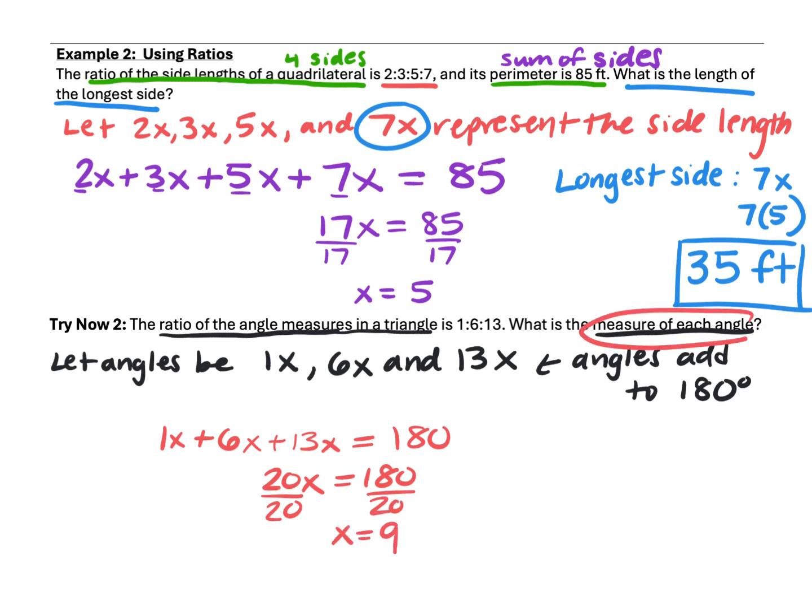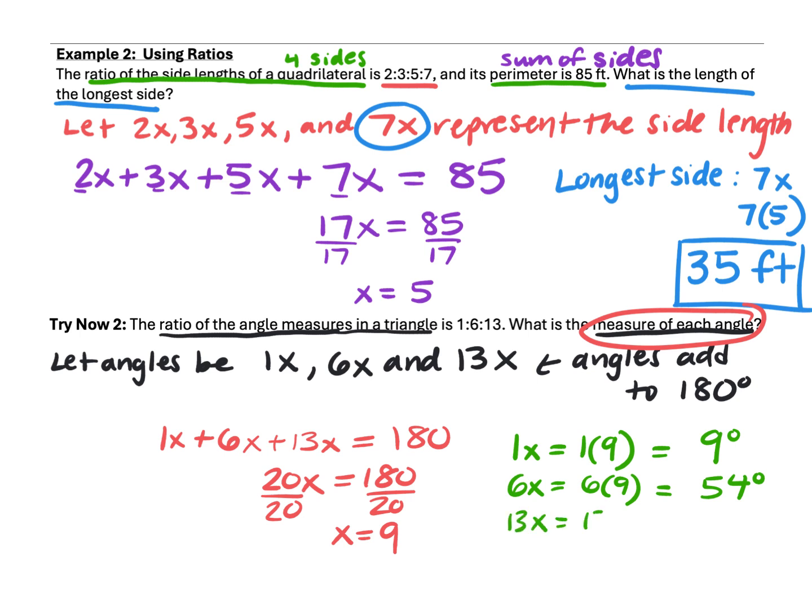This time we want the measure of each angle, so I need all 3 of them. So I'm going to start with 1x. Well, 1x is just 1 times 9, so one of the angles is 9 degrees. 6x is going to be 6 times 9, and that is 54 degrees. And then 13x is going to be 13 times 9, and that is 117. So the measure of each angle in the triangle is 9 degrees, 54 degrees, and 117 degrees.